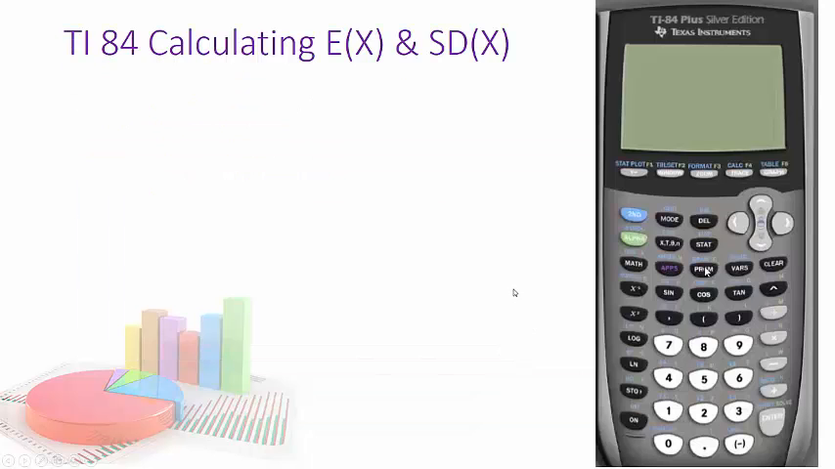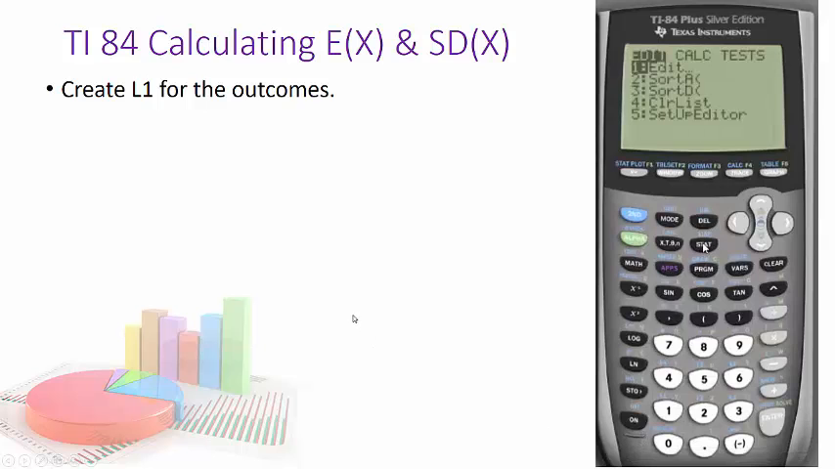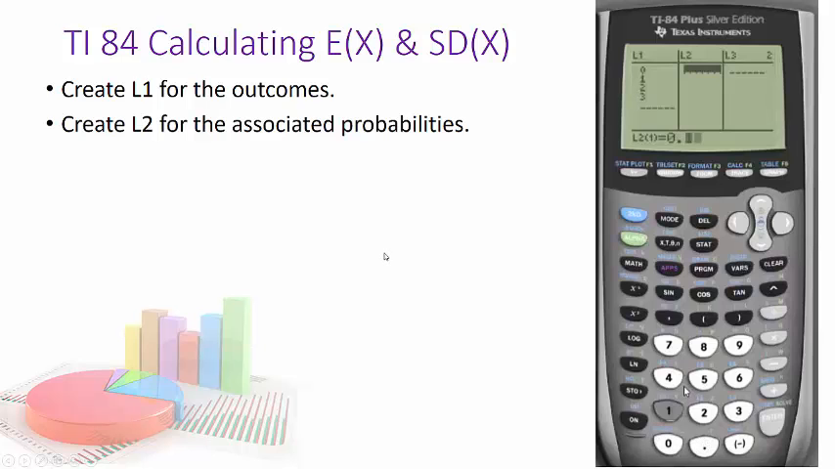So how do we do it? First of all, you're going to create a list L1 for the outcomes. All right. So you go in Stat and Edit, just like we did before. And here I'm doing the tails example, 0, 1, 2, or 3. So I just covered those answers, right? And then I put in the probabilities in list 2 for each of those outcomes. So they should line up. So I got 1/8, 3/8, 3/8, and 1/8.